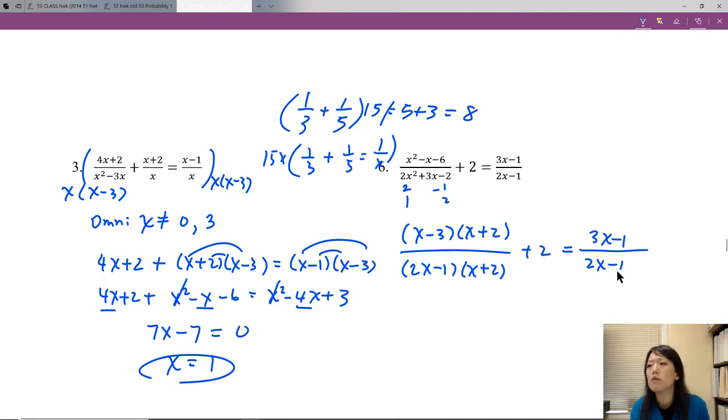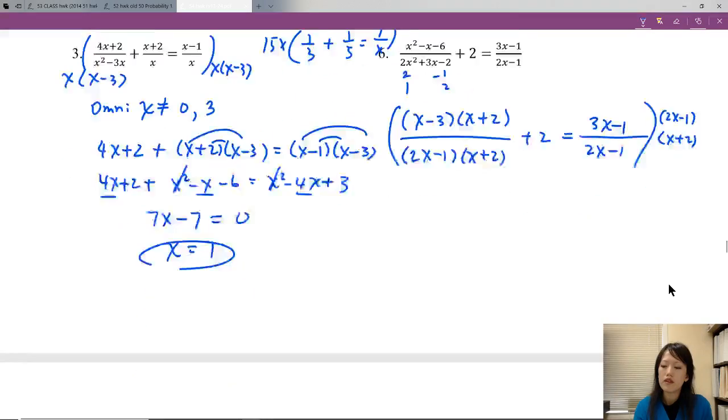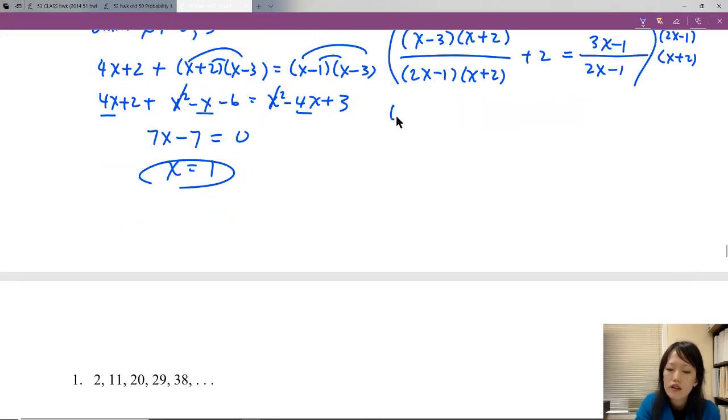Okay, so what should I be multiplying in this case? What can I do? Olivia? 2x minus 1 and x plus 2. Okay, so what do you get? x minus 3 times x plus 2. Then? Plus 2 times 2x minus 1. All those things, times 2x. Or we might as well multiply it out in your head. What do you get? Times these together. So you get what?